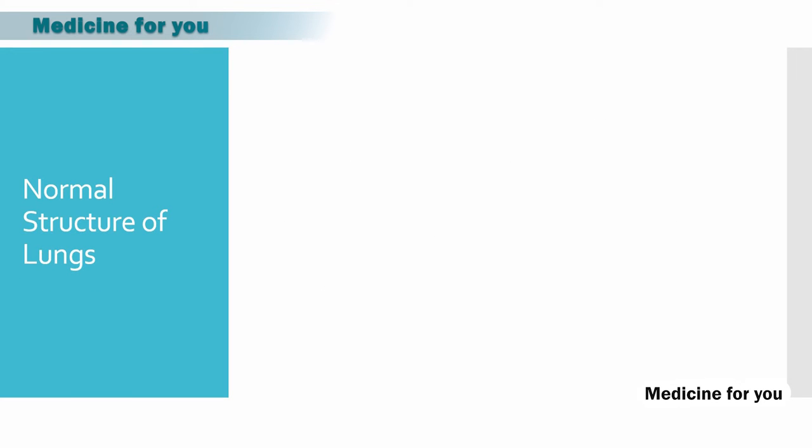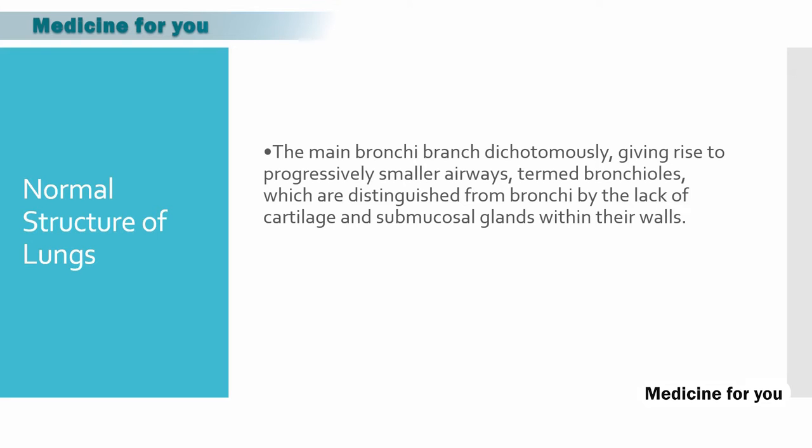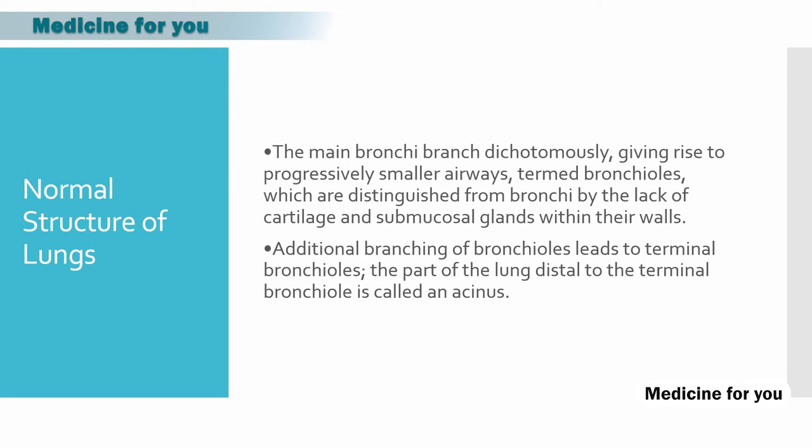The main bronchi branch dichotomously, giving rise to progressively smaller airways, termed bronchioles, which are distinguished from bronchi by the lack of cartilage and submucosal glands within their walls. Additional branching of bronchioles leads to terminal bronchioles. The part of the lung distal to the terminal bronchiole is called an acinus.